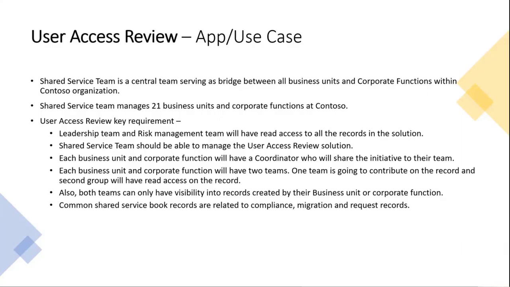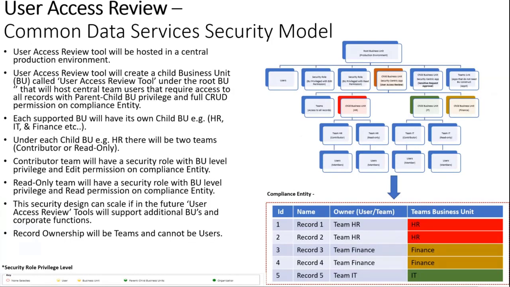This use case was a classic case to implement a business unit structure, right? The way they went about doing this is, each CDS instance has a root business unit. So they created another business unit for the application. They called it the user access review business unit, a child business unit. And under the child business unit, they created the 21 business units for the departments and functions that they support, for example HR, IT, finance.